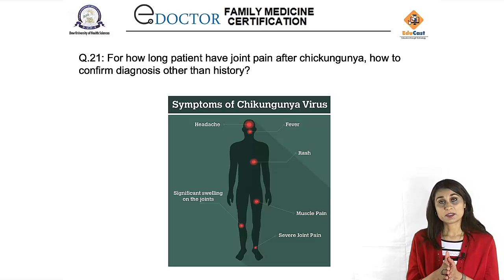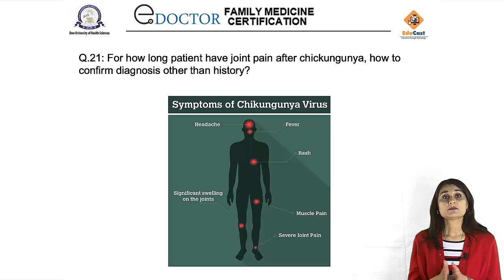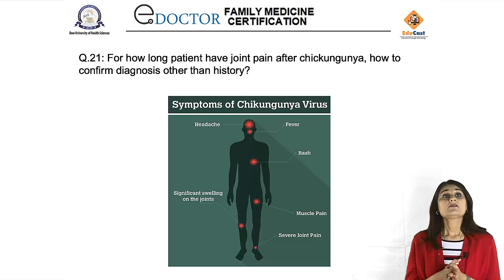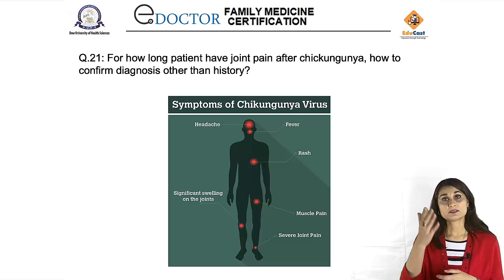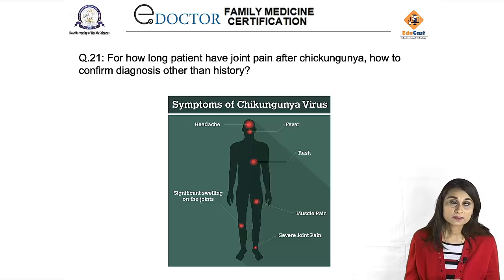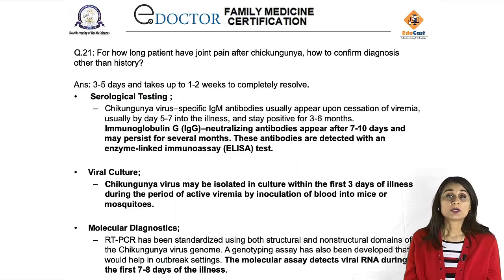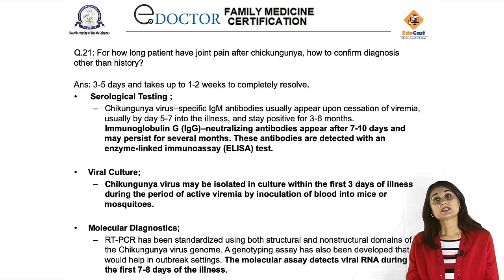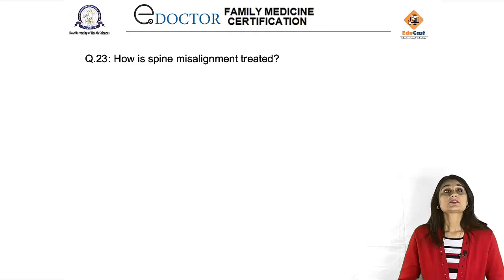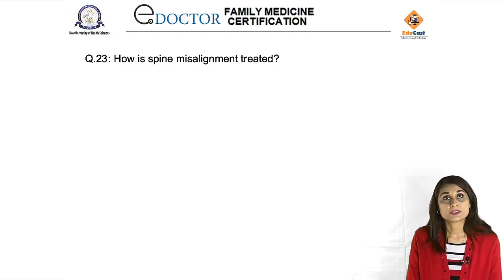When the patient is infected, they will have severe joint pain, muscle pain, joint swelling, fever, rash, and headaches. But the joint pain is the one that remains for 3 to 5 days, and completely resolves after 1 to 2 weeks. Then, how to confirm the diagnosis other than history, because these are the symptoms the patient tells you? We can do serological testing, viral culture, and molecular diagnostic tests like reverse transcriptase PCR testing.